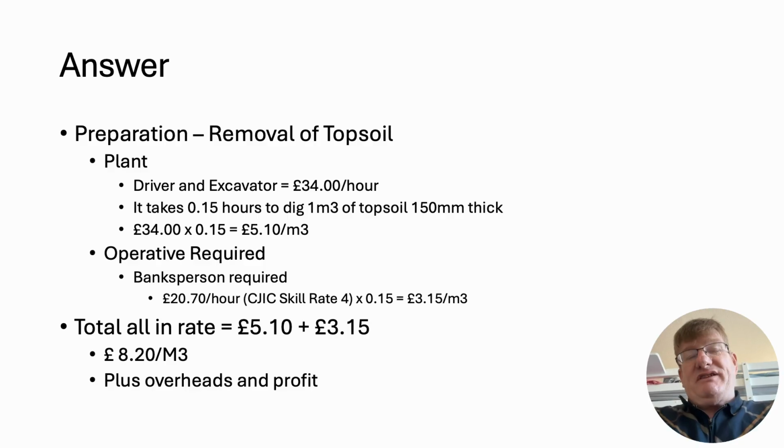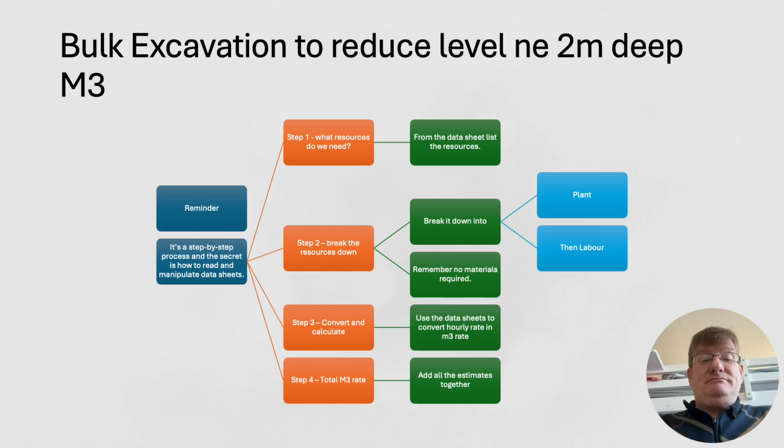And then your profit's going to be whatever you want as your profit. Again, that's a commercial decision, so we'll call it maybe 5% in this case. So your overheads and profit is about 12%. So you'd add on 12%, and then whatever 12% added on to £8.20 would be your final unit rate. Okay, so that's topsoil.